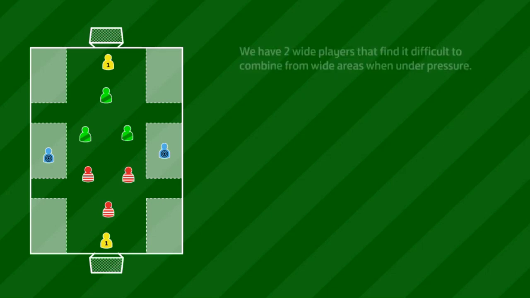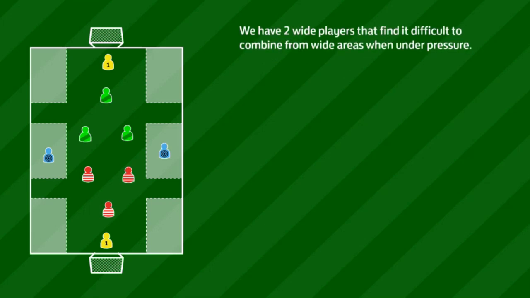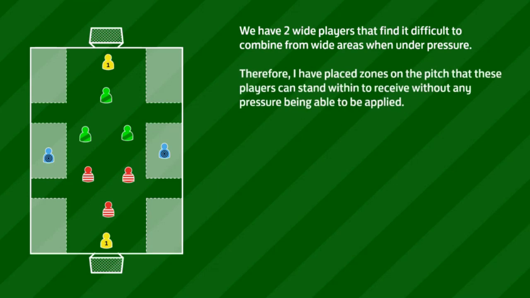So I have two wide players that find it difficult to combine from wide areas when under pressure. So I've made an observation on the match day, for example, within training, and I'm now going to build a practice from this. So therefore, I have placed zones on the pitch that these players can stand within to receive without any pressure being able to be applied. And the reason I've got three different zones on each side with a gap in between is they can change zone, but they take the risk that they can get tackled between them.